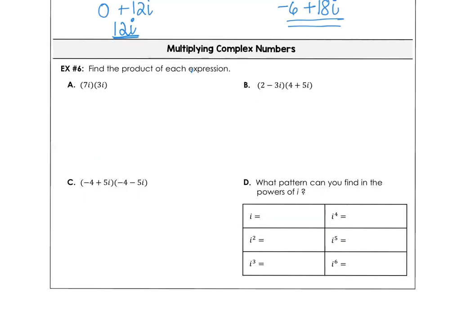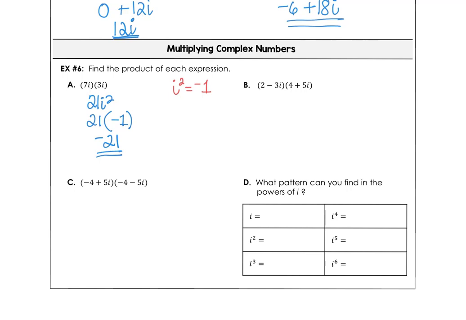For example 6, we're going to multiply complex numbers and simplify. So 7i times 3i is 21i squared. But our vocabulary told us that i squared is defined as negative 1, so 21i squared can be simplified to negative 21.